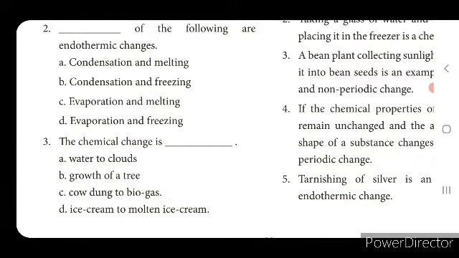Water to cloud, it is a physical change. Growth of a tree, also a physical change. Cow dung to biogas is a chemical change. Ice cream to molten ice cream is a physical change. All the rest of the 3 are physical changes, only the state is changing, so we call that a physical change. Cow dung to biogas, the chemical process is taking place, so we call that a chemical change. Clear, children?